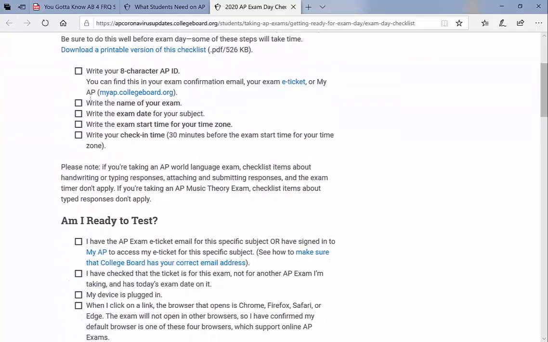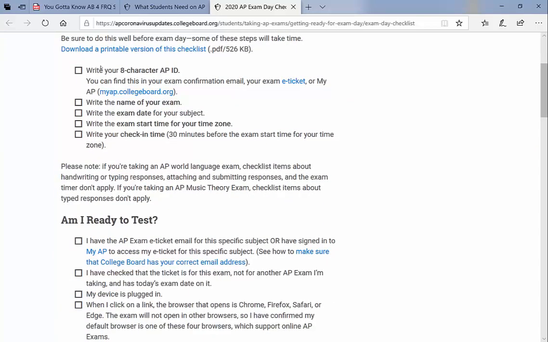Checklist, right? You need to have your AP ID. If you're having trouble with this, please, please, please let me know. You're going to write your name at the top of the exam. I think they said initials. The exam date, your exam start time, and 30 minutes before the exam, you want to check in. They're saying 30 minutes for a reason. You don't want to check in 30 seconds or 10 seconds before, because you're going to be filling out your information before.